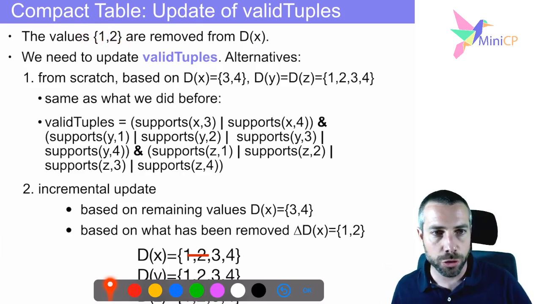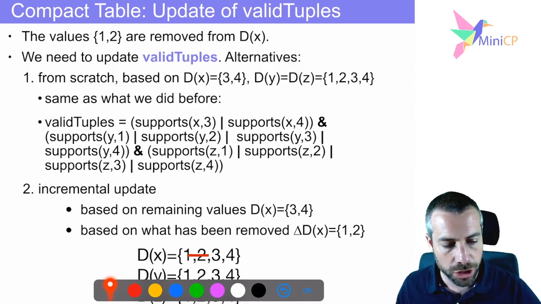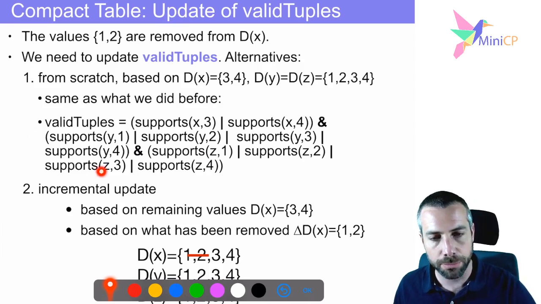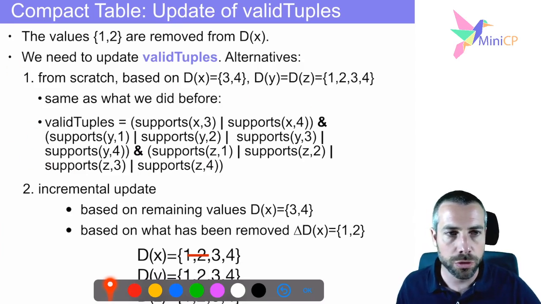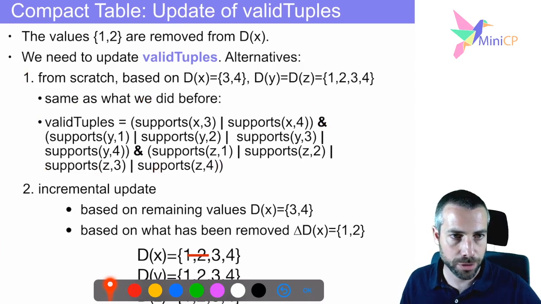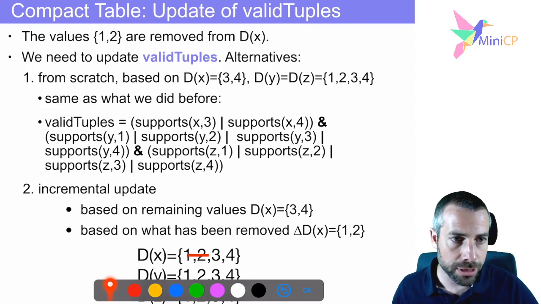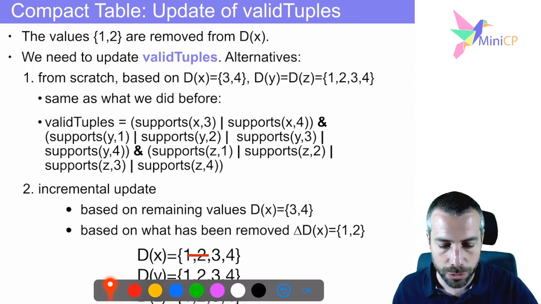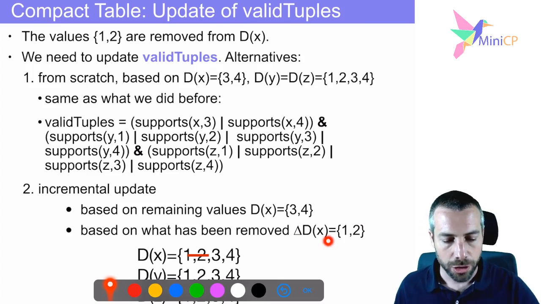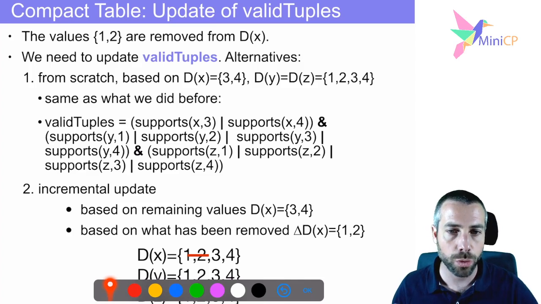Our first strategy is to recompute from scratch based on the formula that we have seen before on how to recompute the set of valid tuples, using bitwise operations. The other strategy is more incremental, and I would say it's based on the delta set. The delta set is really the values that have been removed. So instead of basing the computation on what remains, we will base the computation on what has been removed.